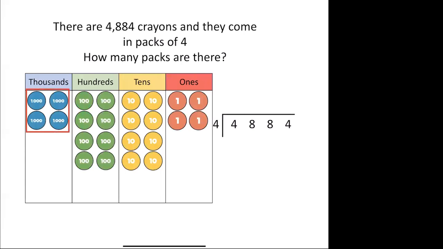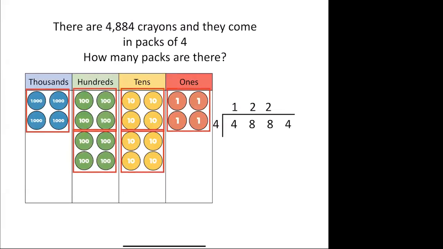So thousands, well, that's one group of 4. So above the 4,000, we write a 1. In the hundreds column, we can put 2 groups of 4 there. So we put 2 groups there. And in the tens, there's 2 groups of 4. And in the ones, there's 1 group of 4. So everything fits beautifully. And how many 4s make 4,884? There's 1,221. And if we look back at the question, it says there are 4,884 crayons. They come in packs of 4. How many packs are there? There are 1,221 packs of crayons.